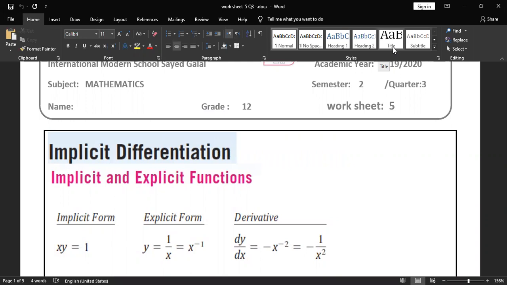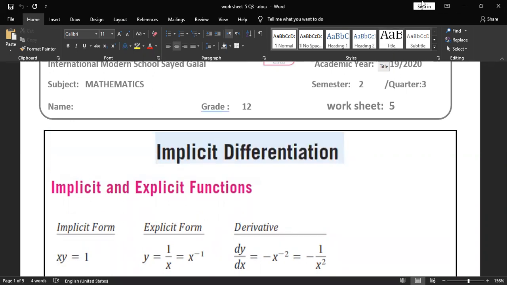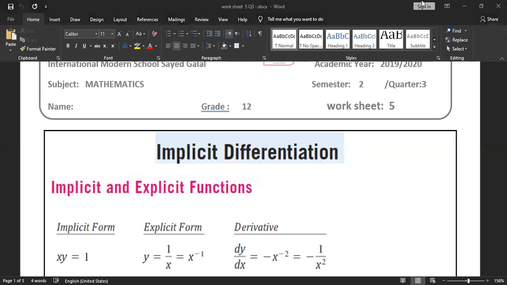Today we talk about implicit differentiation. Before we apply this rule to find the derivative of an implicit function, I have to know what is the implicit function and what is the explicit function. Look here, I'll show you the function in implicit form.